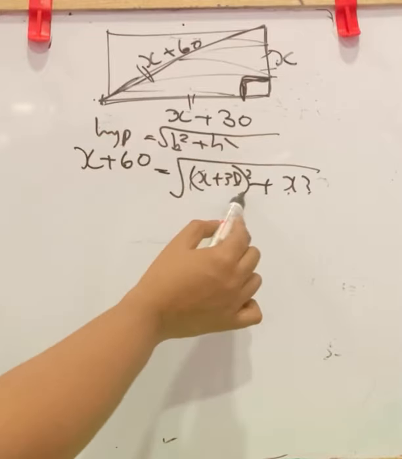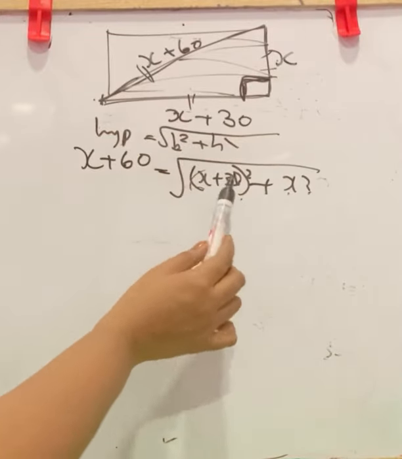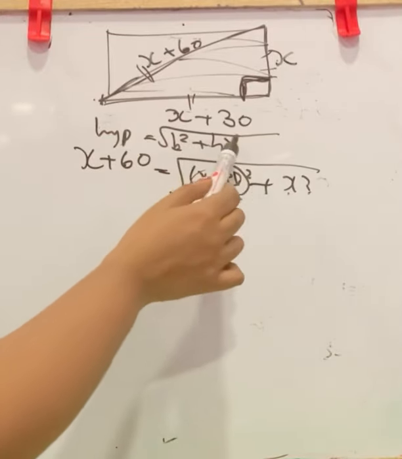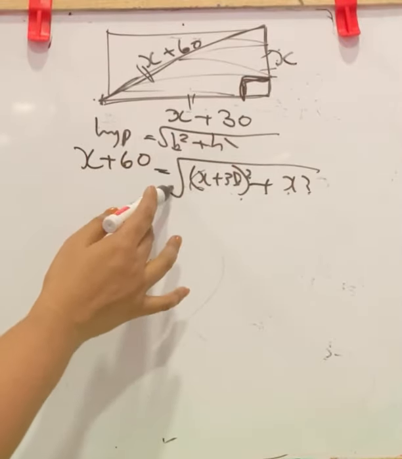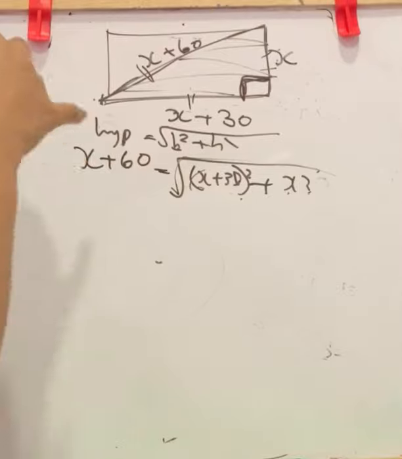Base is here x plus 30. Square means (x plus 30) whole square. Plus height is here x, so x square. Here we want to cancel this root. Then only we can proceed with formulas.